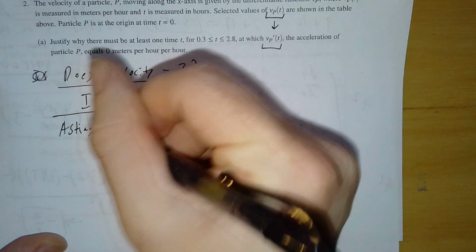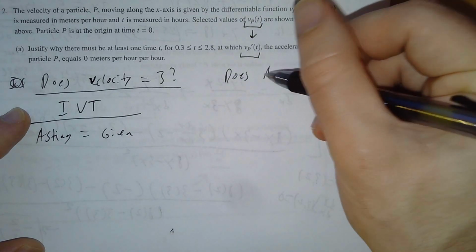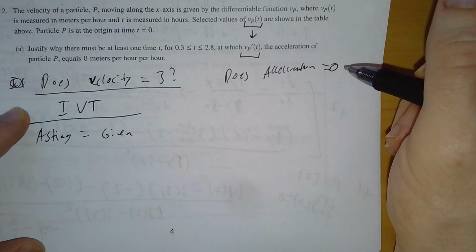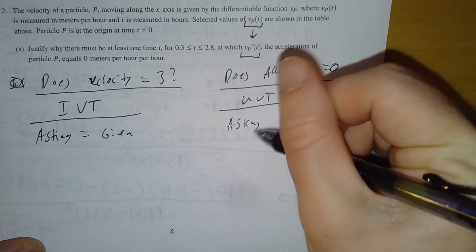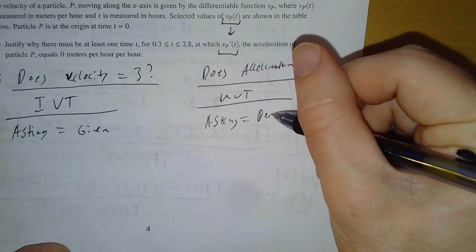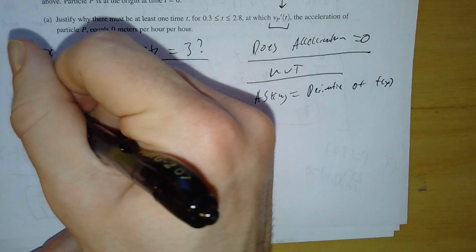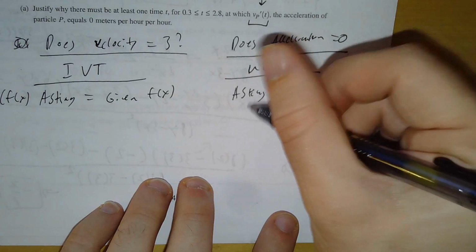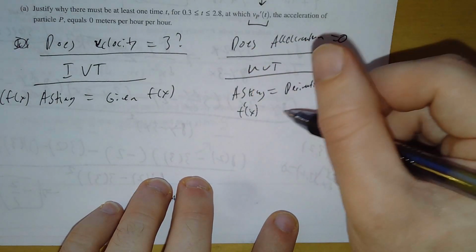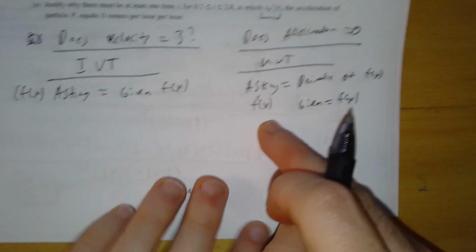Asking equals given. That's IVT. Essentially what this is saying is, does acceleration equal 0? And this is MVT. I know this is MVT because what it's asking for is the derivative of what's given. It's asking for the derivative of f of x, and I'm given f of x. It's asking for a slope, not a value.